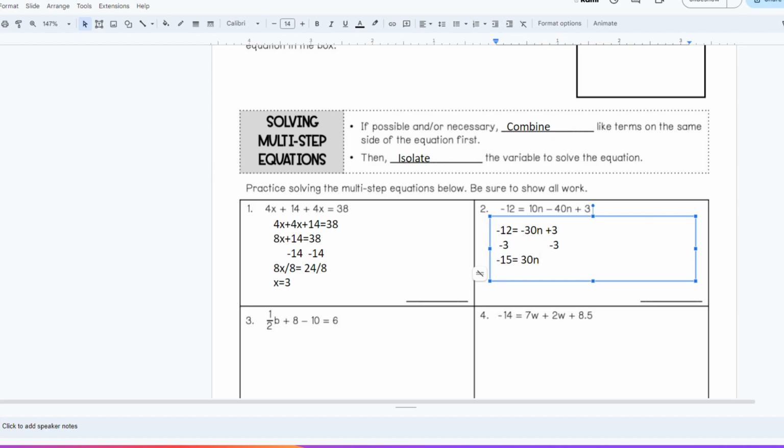And then, being principled as always, I'm going to divide by my coefficient. So divide by negative 30. Divide by negative 30. And I'm going to get n equals 1 over 2.